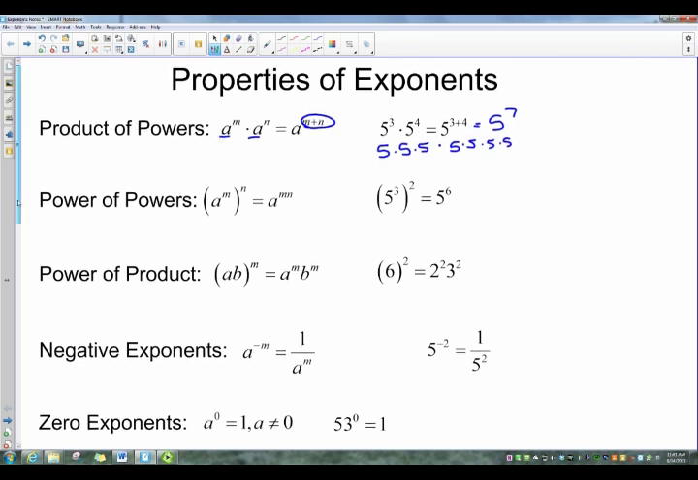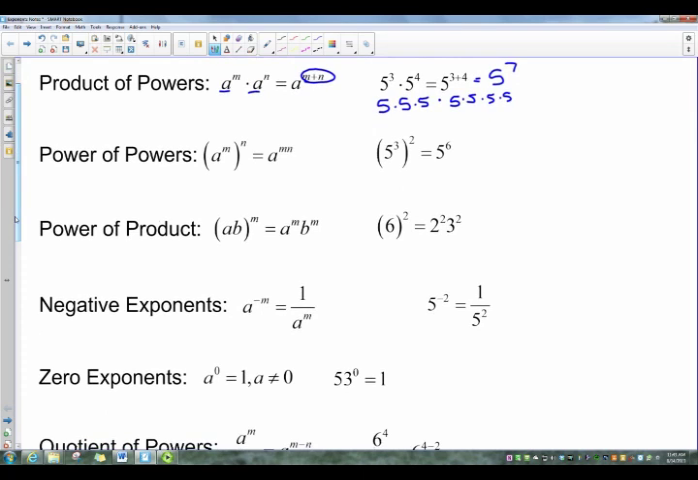Okay, the next one is what's called power of powers. If you have an exponent being raised to an exponent, you take those two things and you multiply them together. So if I have 5 cubed squared, I take the 3 and the 2, I multiply those together, I get the 6, and I end up with 5 to the 6th. So I have 5 cubed, it's squared, so that means there's 2 of them. Now this goes back up to this property right here, 3 plus 3 is 6, it works out.